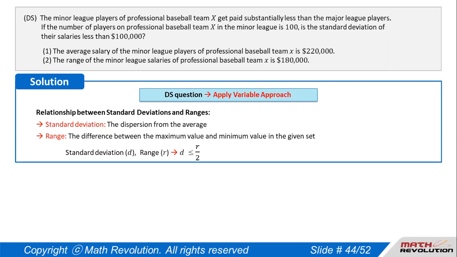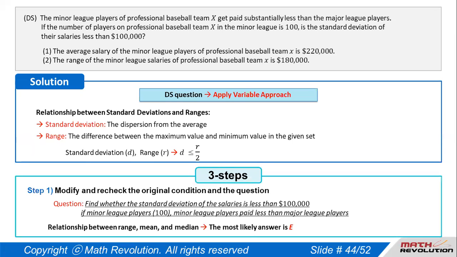So over here, the relationship is between the range and the standard deviation. We do know that there is always a relation between the mean, which is an average, and the standard deviation. But the relation between range and standard deviation is being defined on the screen like this. If you could make a note of it, that would be good. The range is the difference between the maximum value and the minimum value. So if the standard deviation is D and the range is R, then D is less than or equal to R over 2. This is one particular concept that would help you most of the time in solving a question on standard deviation and range.